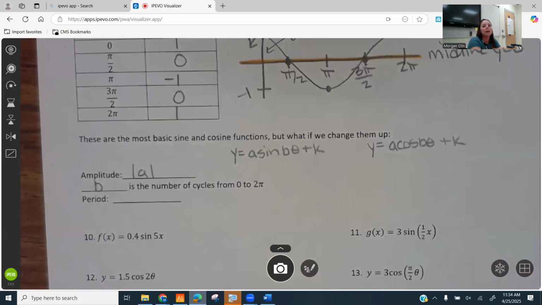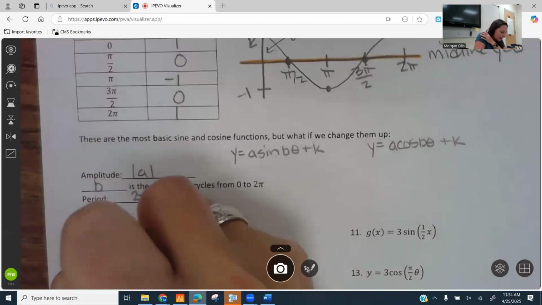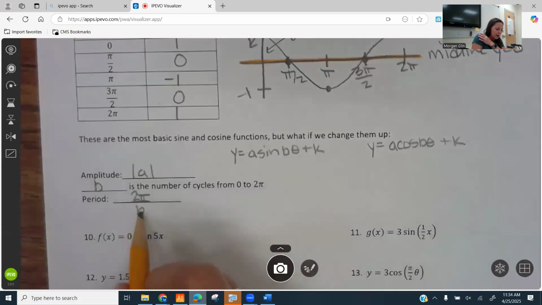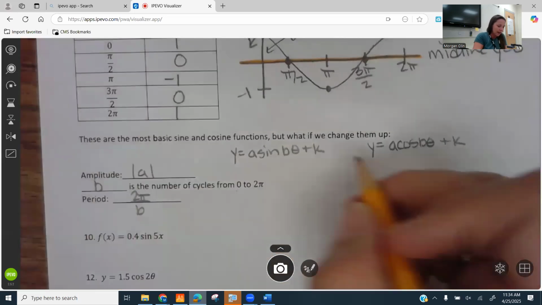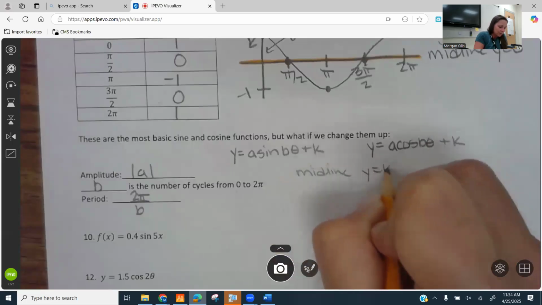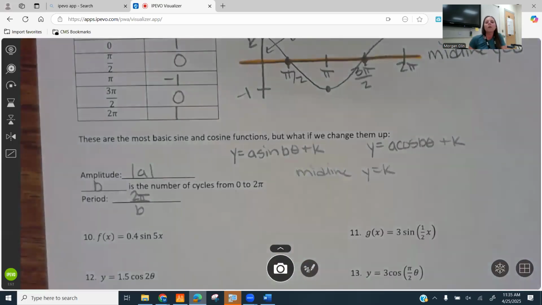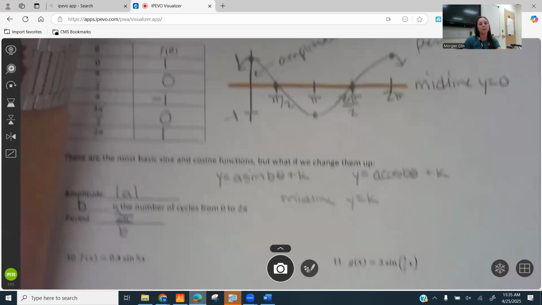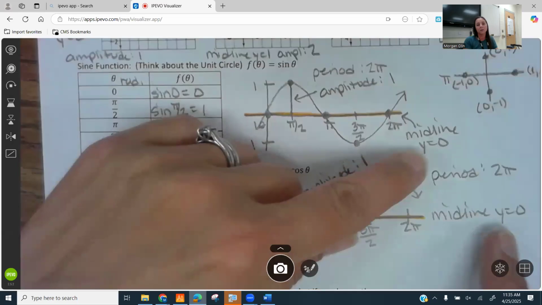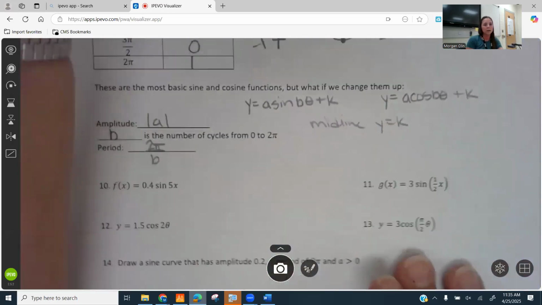And we have a formula for the period. The formula is 2 pi divided by b. So if b is the number of cycles between 0 and 2 pi, then 2 pi over b is the actual period. Now, I added this k in, and you don't see midline, but I'm going to add it in. Midline is y equals k. If we don't see anything added or subtracted, like when we did cosine and sine, the midline is going to be y equals 0.